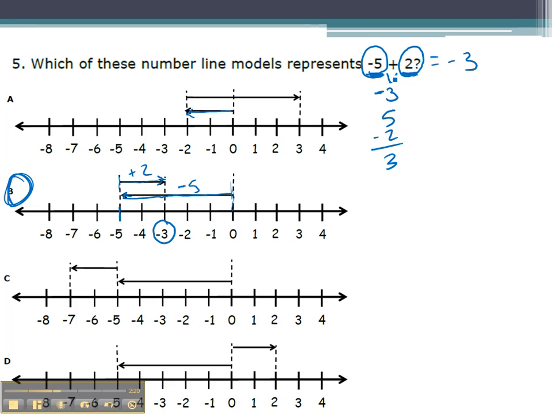The other thing you can do is figure out what the sum would be first, and then you can look at your models and know that your model should end at -3. So if you look at model A, you see it's ending at +3, so you can rule it out that way. If you look at model B, we're going here and then here, and we're ending at -7, so you could rule that out. Model C has 2 arrows extending from the origin, and that's not how integer addition works with the number line model, so that rules that out.